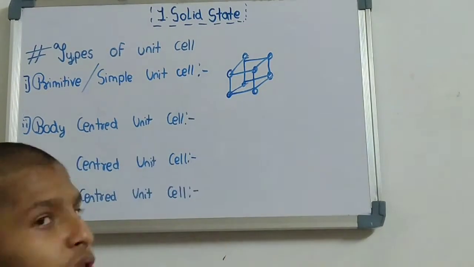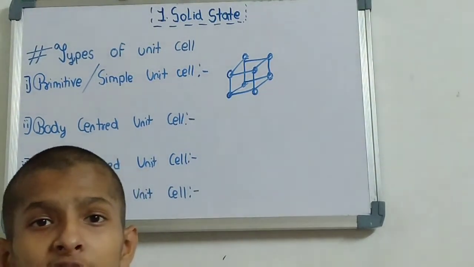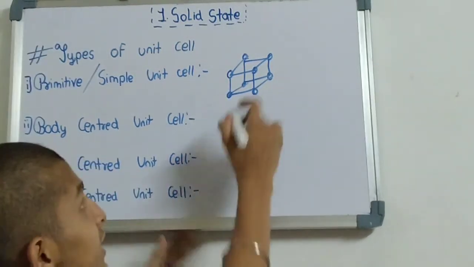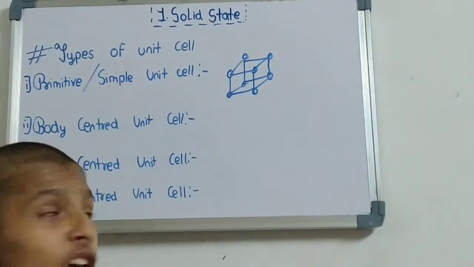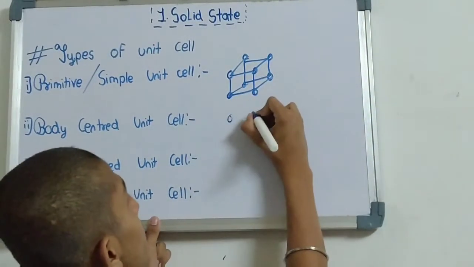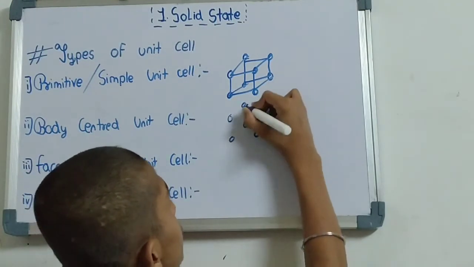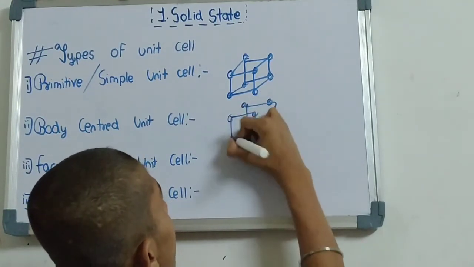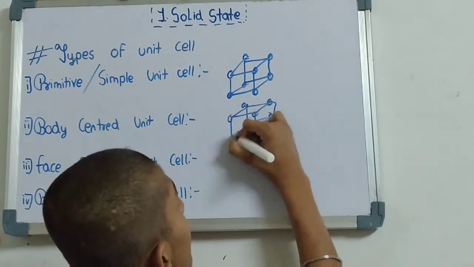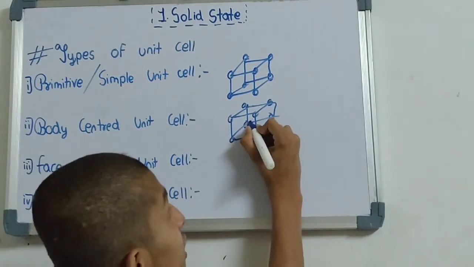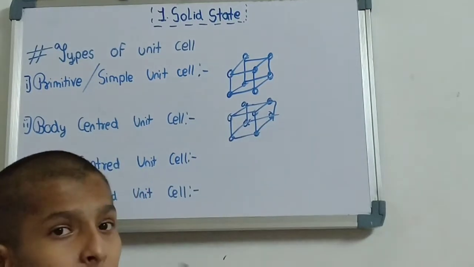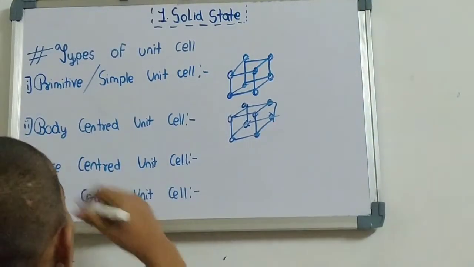And the body centered unit cell is a unit cell in which the constituent particles are present in the corners as well as at the center of the body. So it will have particles at the corners and one particle will be at the center of the body.